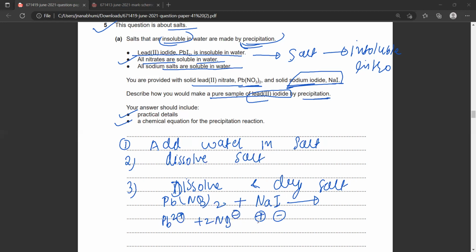So exchange the ions now. This is plus, go with this minus. So it forms PbI2 plus 2NaNO3. Right. So this is the formation of the salt which is insoluble in water. So this is the fourth step. So these are the answers for fifth A.